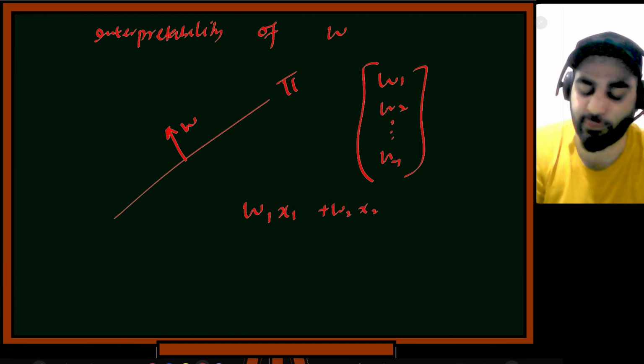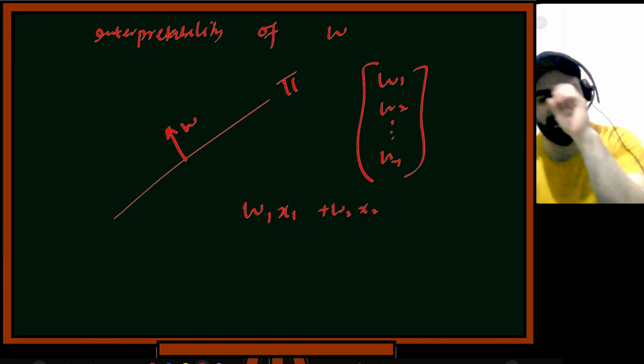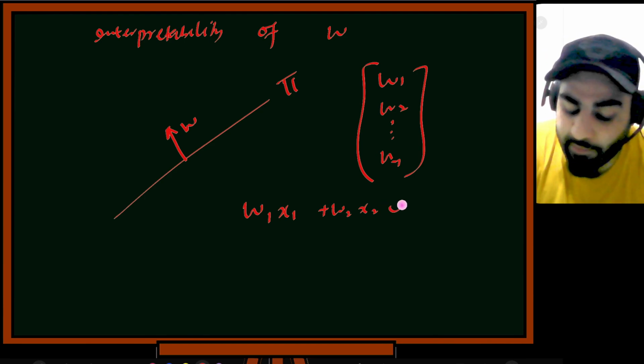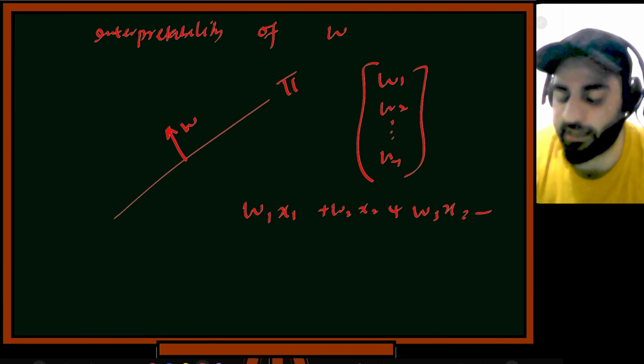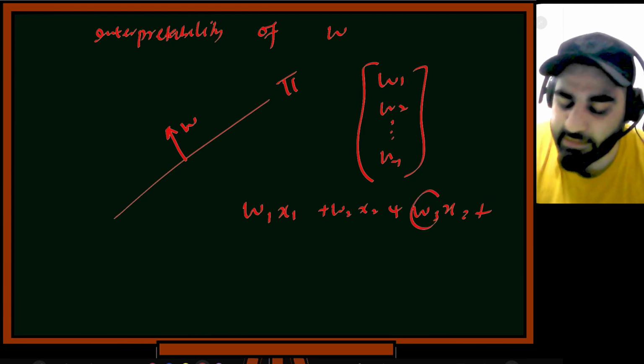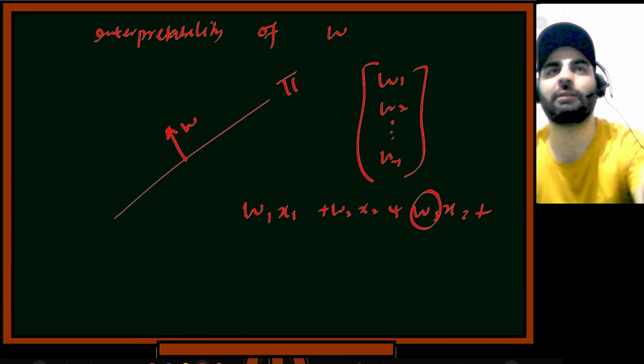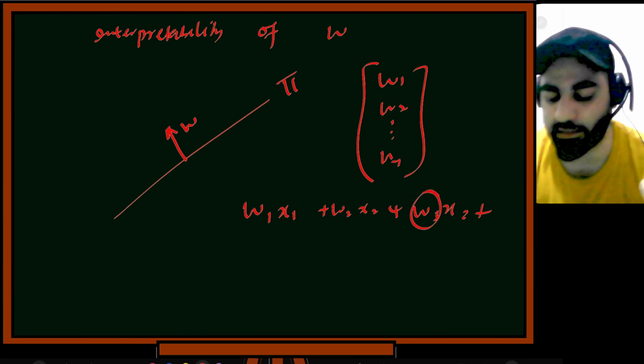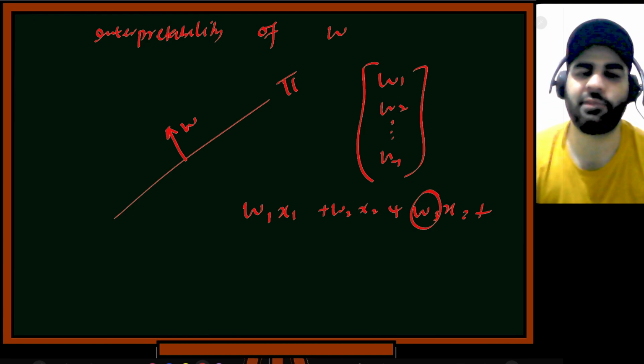This x1 is feature 1, x2 is feature 2, x3 is feature 3. Accordingly, we have the features, plus W3 x3. These are features like that. Now you see that these W's get multiplied to the features. Now this says the importance. These W's tell us the feature importance.